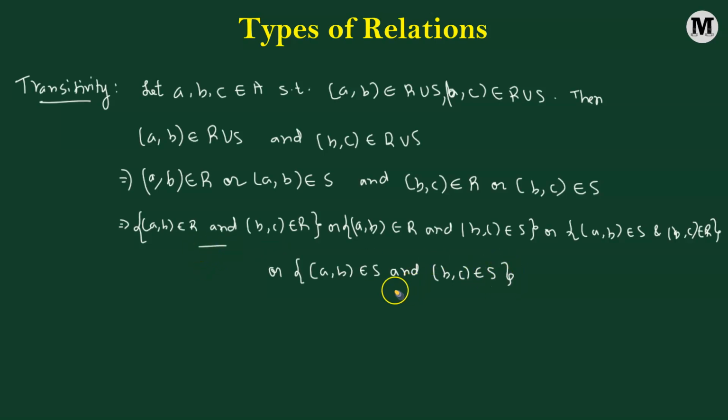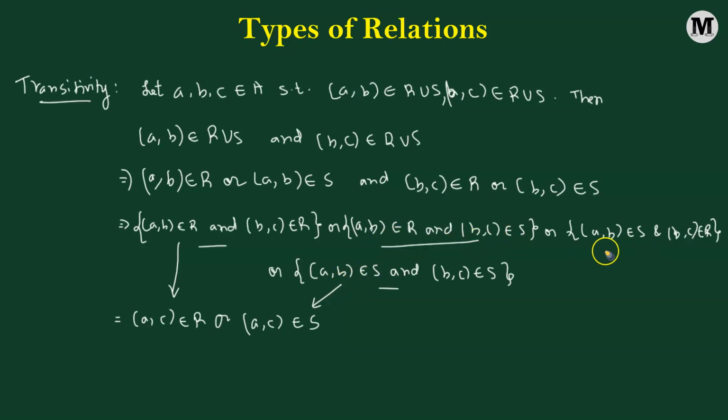Now, this statement and this statement is perfectly fine. So if A comma B belongs to R and B comma C belongs to R, we can immediately say that A comma C is going to belong to the relation R, because R is a transitive relation. Similarly, this fourth statement is also going to give us the same kind of statement, telling us that A comma C belongs to the relation S, because S is a transitive relation.